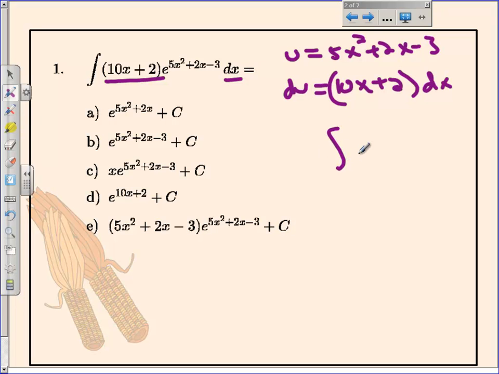So we have the integral of e to the u du. Therefore, my answer is e to the u plus c. So this should be e to the 5x squared plus 2x minus 3 plus c. It's right there. That's not so bad. Let's take a look at another one.